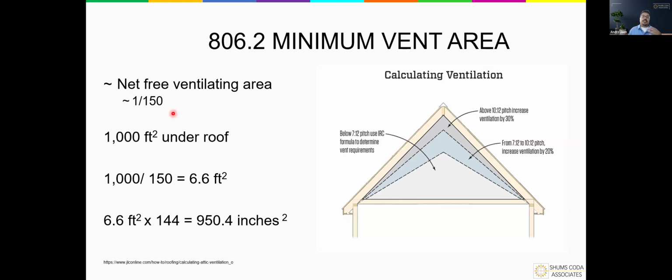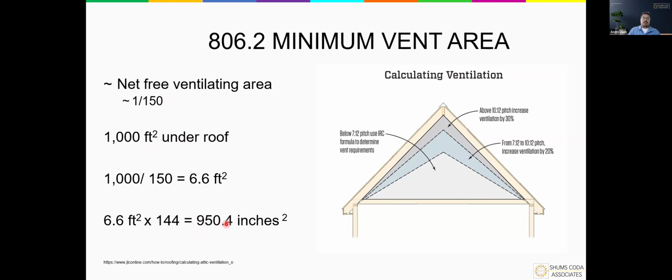And so the manufacturers will tell you exactly how much in terms of venting you're going to get out of that product. So here we have a very, very plain, simple roof just for simple math. At 1,000 square feet, we have this 1 to 150 ratio. We get 6.6 feet times 144 square inches. We get to say, okay, that's 950 square inches. So I need 950 square inches of net free ventilation area.